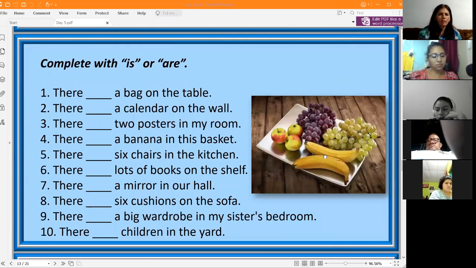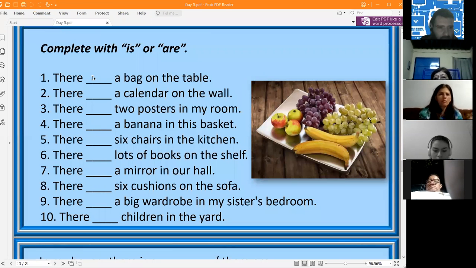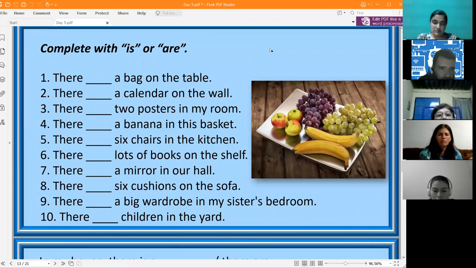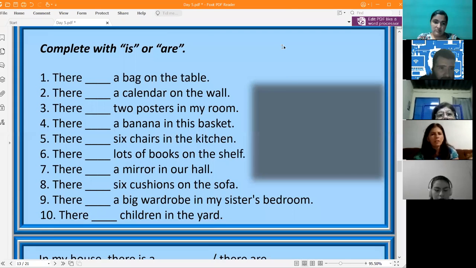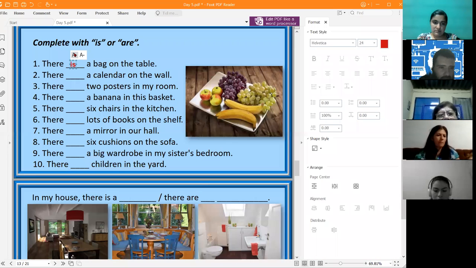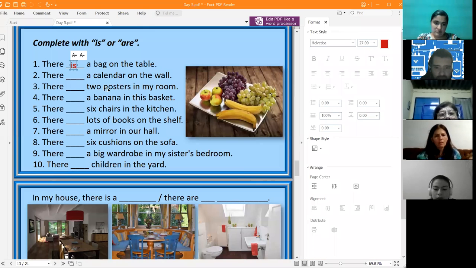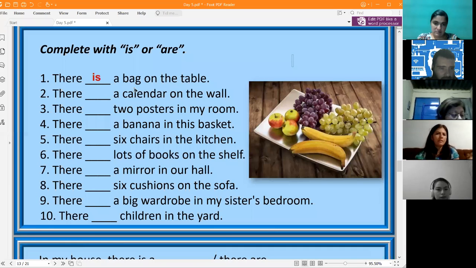Okay, let's complete these sentences with is or are. Volunteer for number one. Who wants to do number one? Rolando Guzman Rebelo, right? So number one. There is a bag on the table. Okay, excellent. Let's change the size. I think it's too small. This big. Okay, perfect. The idea is that you can see it, okay? So, there is a bag on the table.